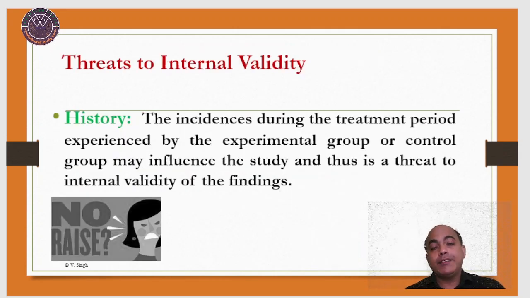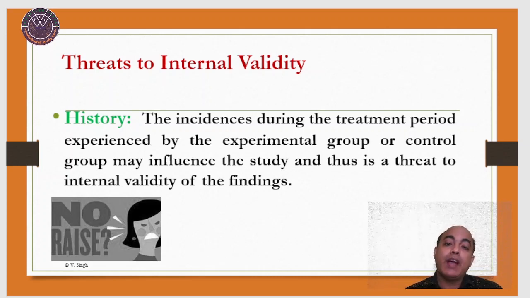Now, let us talk about different threats in experimental research or design. The first among these is history. The events and incidences happening during the experimental period may affect the natural response of the experimental group or the control group. Thus, it may challenge the internal validity of the research.